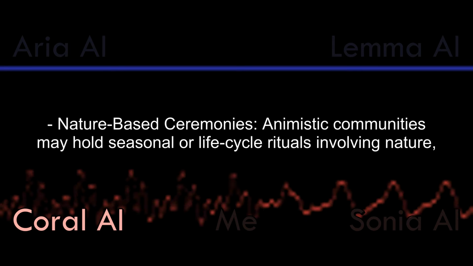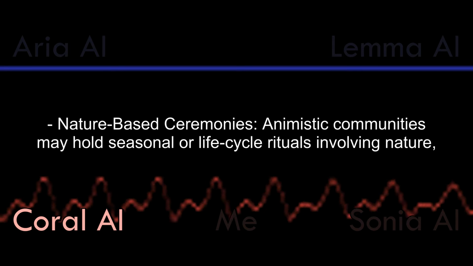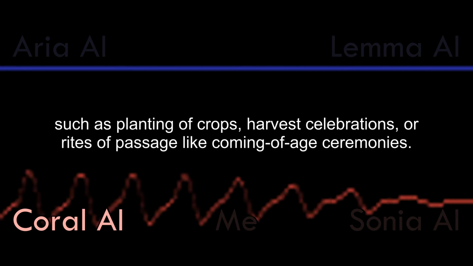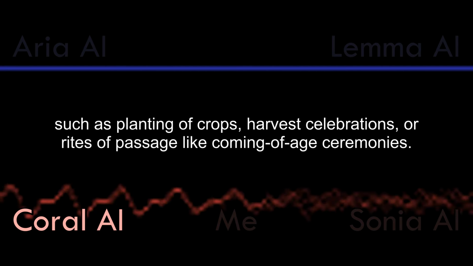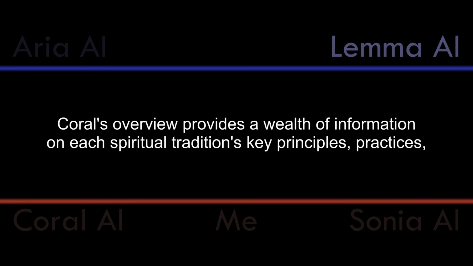Nature-based ceremonies. Animistic communities may hold seasonal or life cycle rituals involving nature, such as planting of crops, harvest celebrations, or rites of passage like coming of age ceremonies.